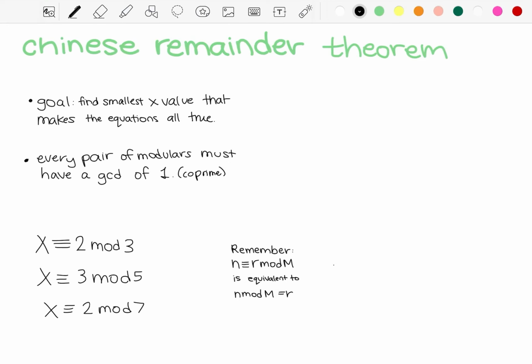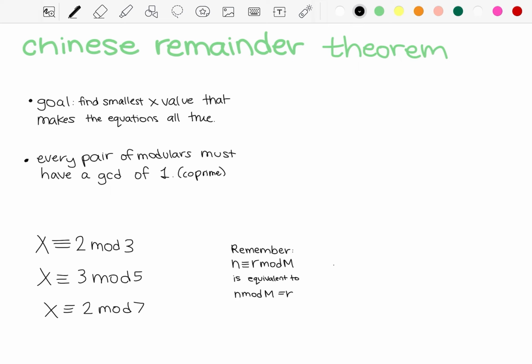Today I'm going to be talking about the Chinese remainder theorem. Usually for these kinds of problems you're going to be given a set of equations, like my example below, and you want to find the smallest value of x that can make all of these equations true. And there is a catch.